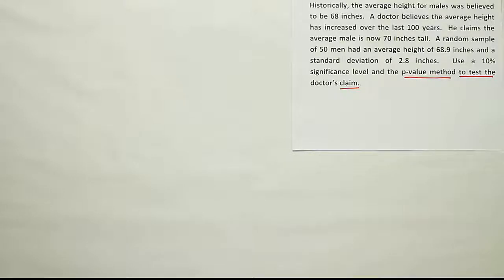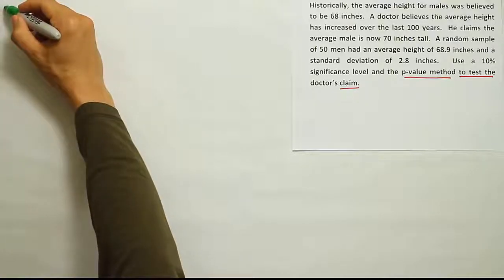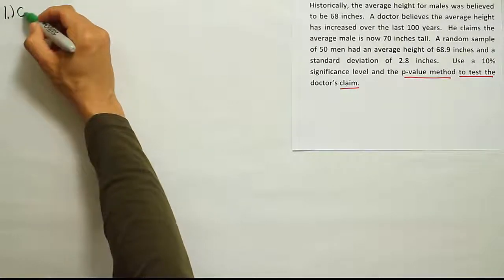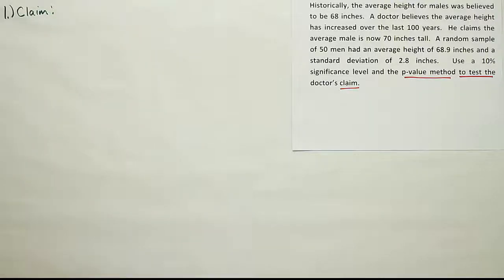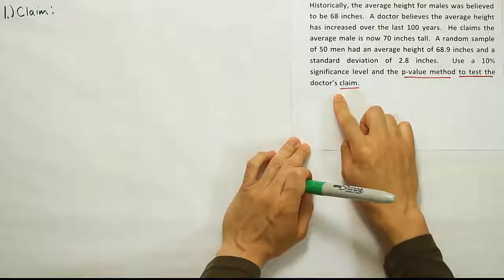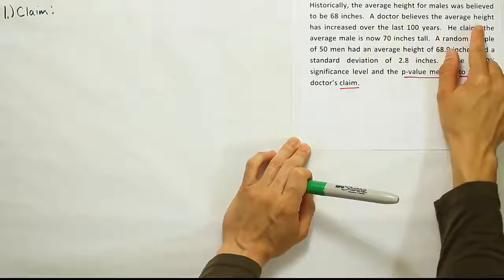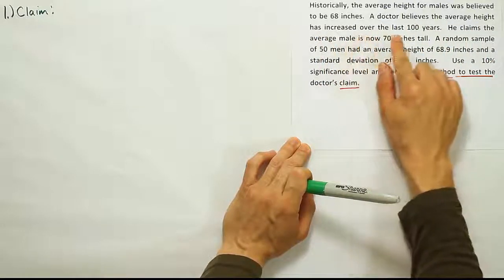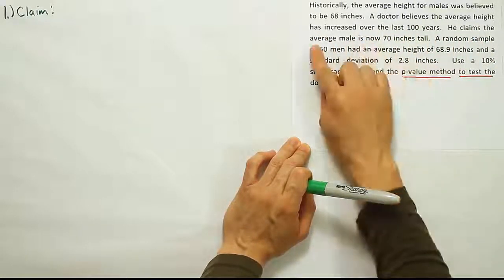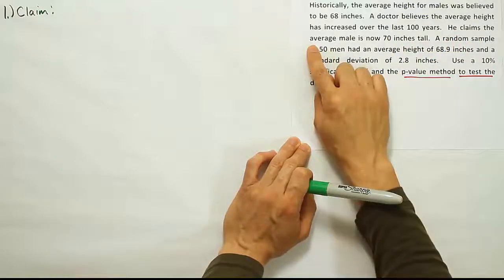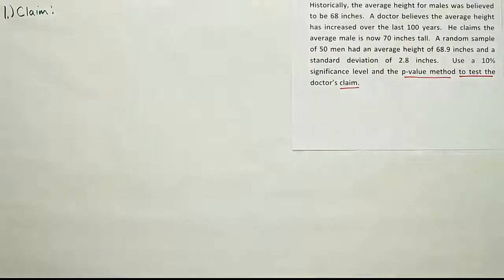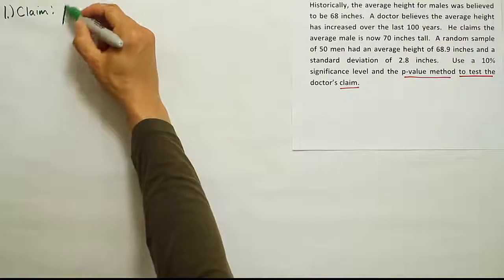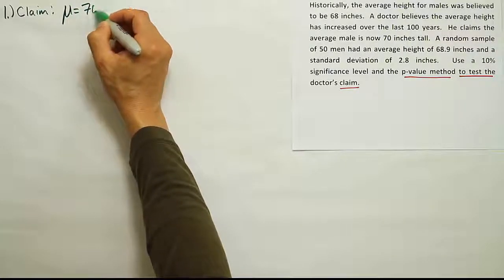All right, so let's try to identify the claim first and foremost. Our first step is to get the claim. It says test the doctor's claim. Let's see what the doctor says. It says the doctor believes that the average height has increased over the last 100 years. He claims, so there's his claim, that the average is now 70 inches tall. So that means he's saying the mean is equal to 70.